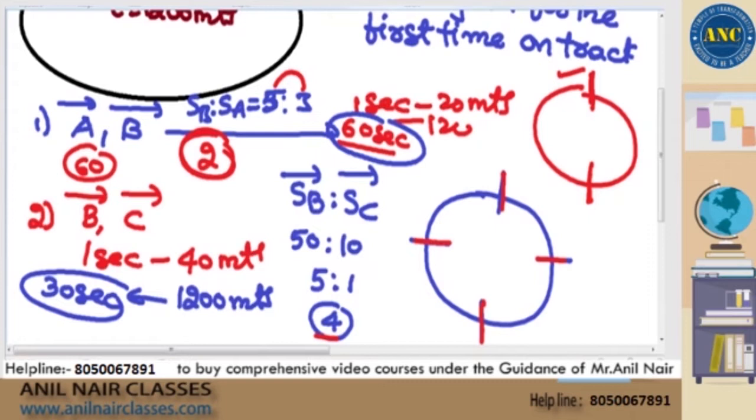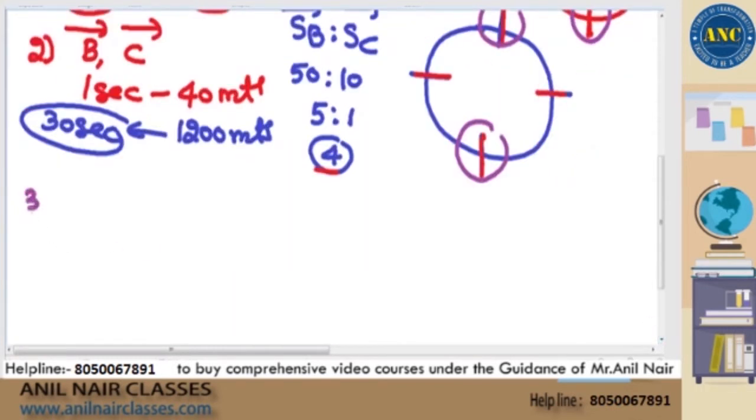Now see here, listen carefully. How many are common? This is common here, this is common here, this is common here. Write down the next one. When will A, B and C meet?